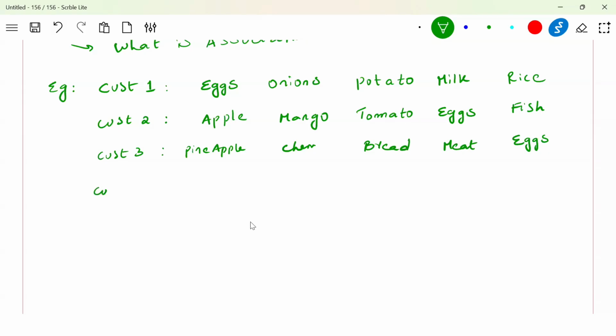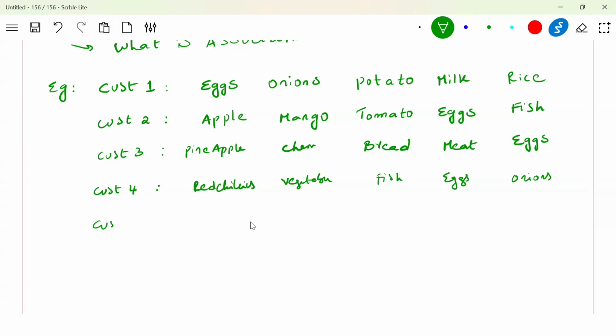Fine. I have another customer, customer four. So he has purchased something called, tell any name guys, red chilies. Okay, so he has purchased red chilies and then some leafy vegetable, and then he has purchased the fish. He has purchased eggs. He has purchased onion.